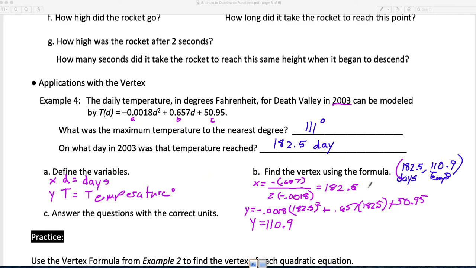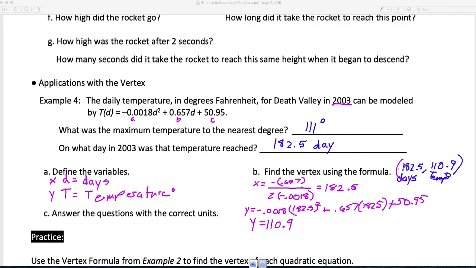The point is, we had an equation, we found the A, B, and C, we plugged it into the formula, and we didn't worry about anything until we got the vertex. The vertex itself is right here with the x value we found and the y value. Now we had to understand the variables. What we were putting in here was D, which is days. What we were getting out was T, which is temperature in degrees. Now that I knew both those pieces, I could answer this question.